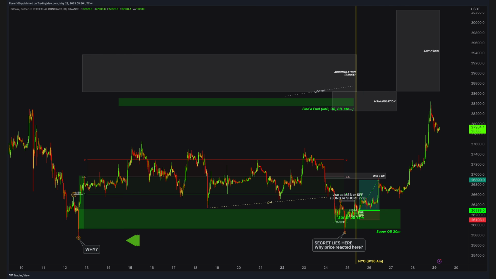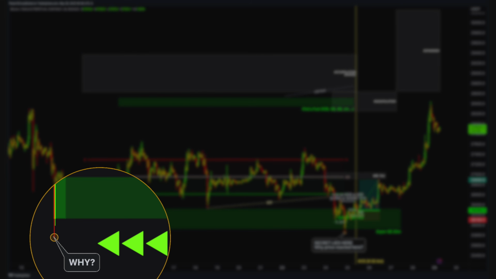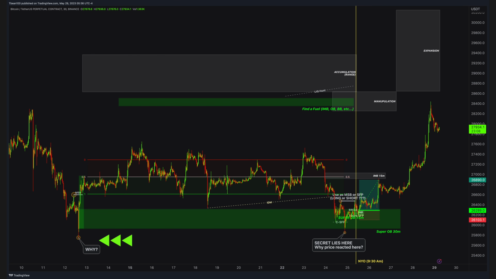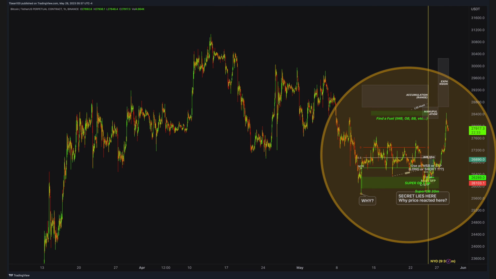I have a much more important question here. Why did the price react right here? Why was this 26K point the turning point for Bitcoin? What was the reason? Okay, now we are looking at the 1 hour chart. I'm just looking at it.